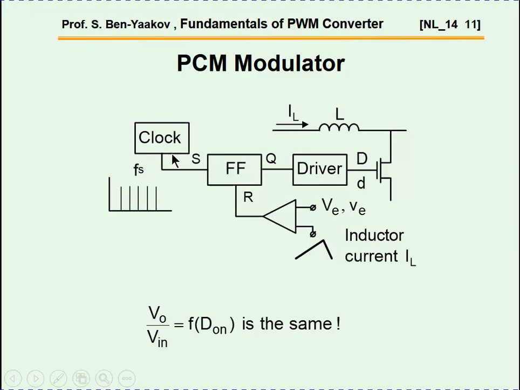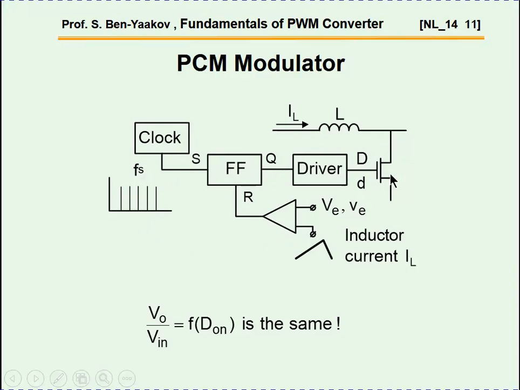This clock is generating pulses at a given frequency. This is the switching frequency. For each, say, leading edge of this clock, this flip-flop turns on and this Q goes high, and the driver will turn on the transistor. So at the beginning of each cycle, we are turning on the transistor.